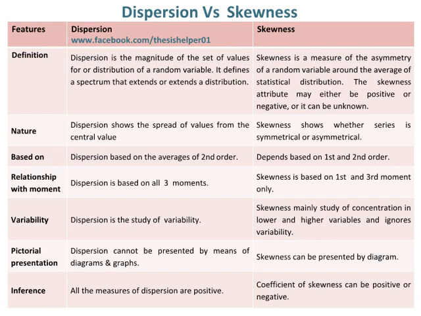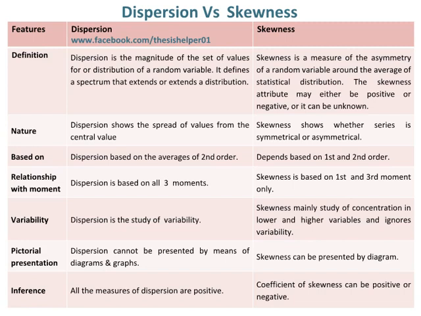The skewness attribute may either be positive or negative, or it can be unknown. Dispersion shows the spread of values from the central value, whereas skewness shows whether a series is symmetrical or asymmetrical. Dispersion is based on the averages of second order, whereas skewness is based on first and second order. Dispersion is based on all three moments, whereas skewness is based on first and third moment only.